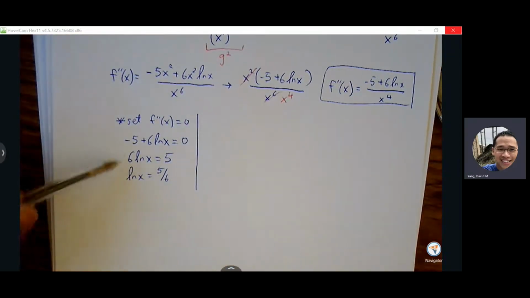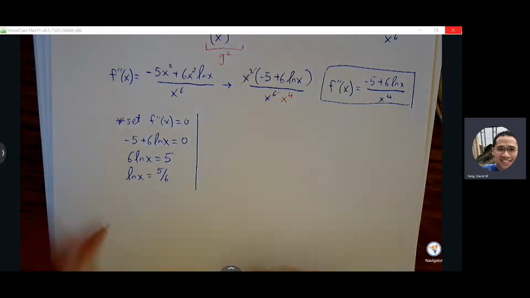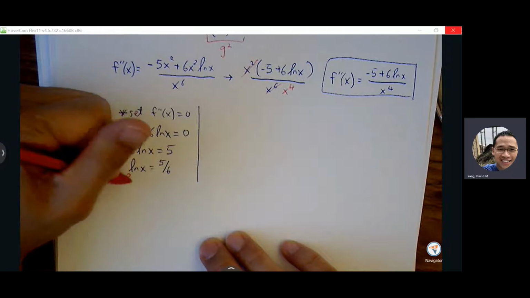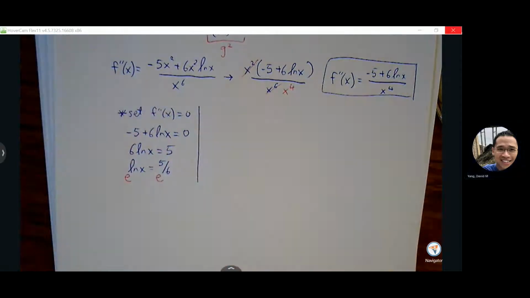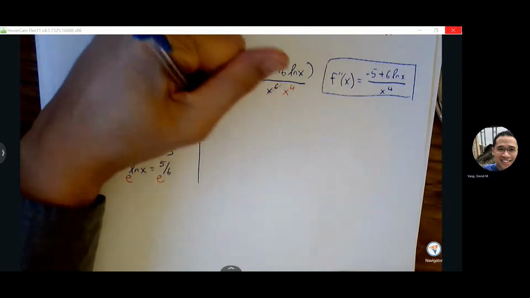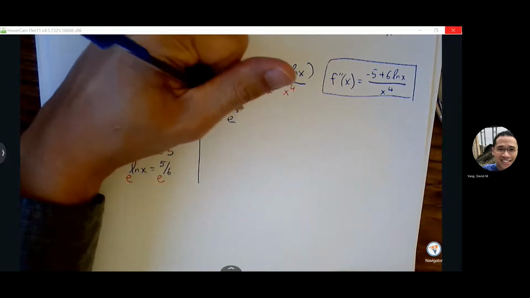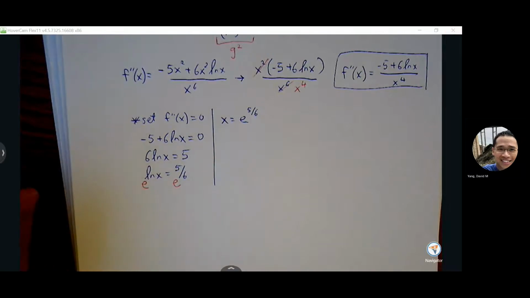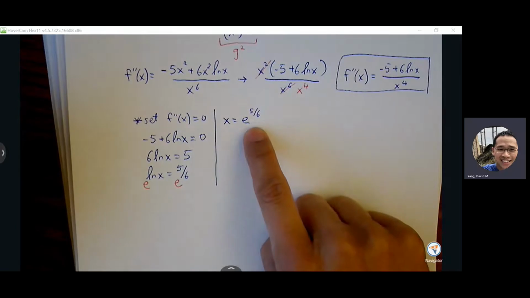Natural log of x equals 5/6. Add the 5, divide by 6. I want to solve for x. X is stuck inside natural log, so we want to involve its inverse so that that natural log can be taken out. We raise both sides with e as the base. Okay, so that's our critical point.